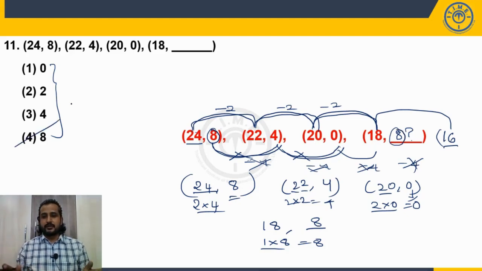Are you clear with the logic? If they asked for the next pair, then it will be 16. 1 into 6 is how much? 6. But they are not asking for the next pair. Within a pair, they have given one missing number.